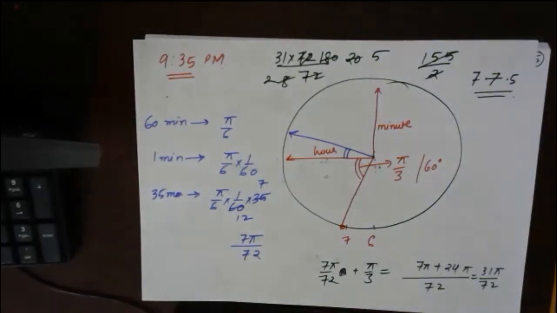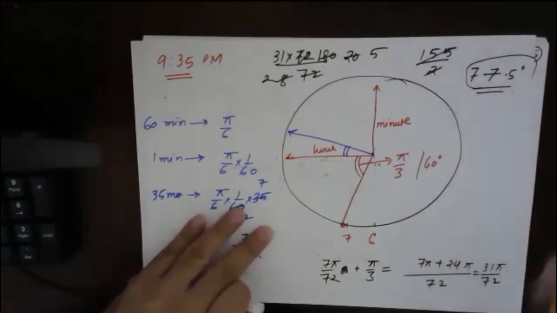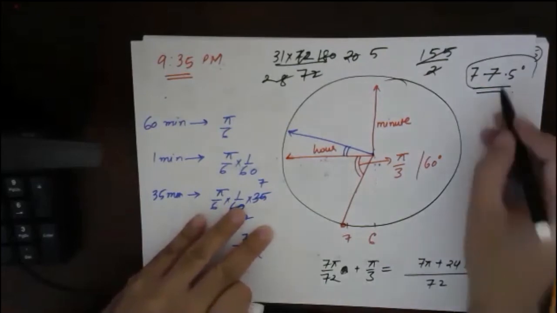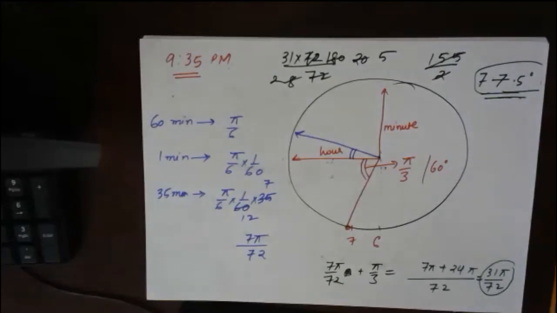Yes, very good, very good. Many of you have given the correct answer. Understood? So either it is 77.5 degrees or 31 pi by 72. Any one answer is correct. Okay, just check this once again. Then we move to one last question in the same context. One more sum. I will give one more sum. Don't worry.